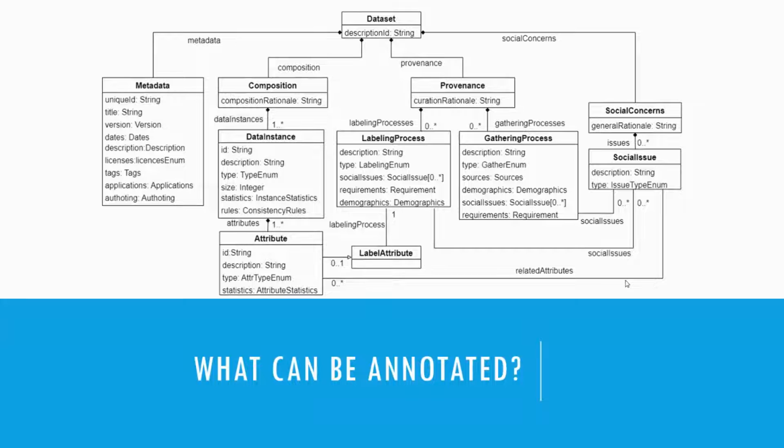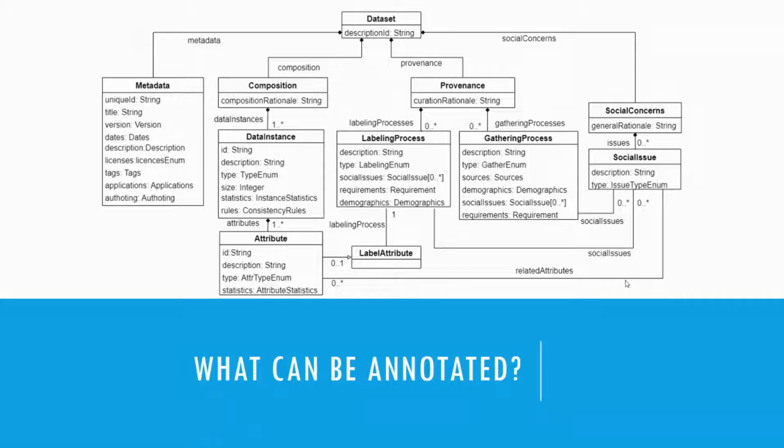For instance, the balance of the labels. This dataset is labeled positive and negative, and this attribute is balanced. The distribution is equal. Or, for instance, the attribute age has to be higher than 0. That's a consistency rule. The last part is provenance.